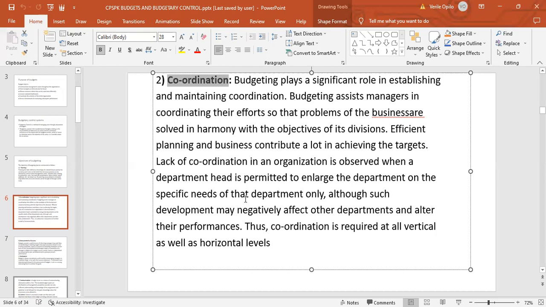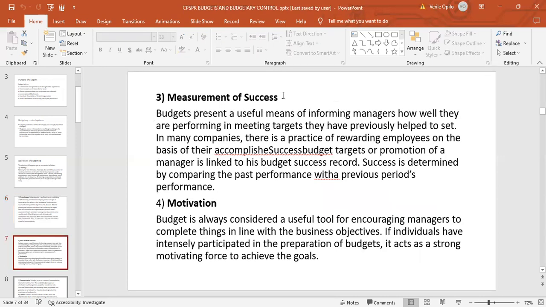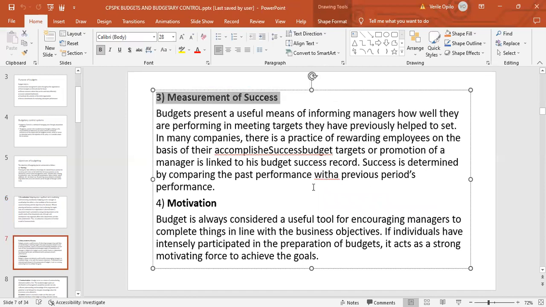The sales and marketing team, once these products have been produced, they need to be sold. The finance team needs to ensure that the funds are available to be able to pay for those raw materials. So it allows for coordination within the organization. It is also a measurement of success. And when you say a measurement of success, it means that you're able to see whether the plans that had been created initially in the budget are actually achieved.